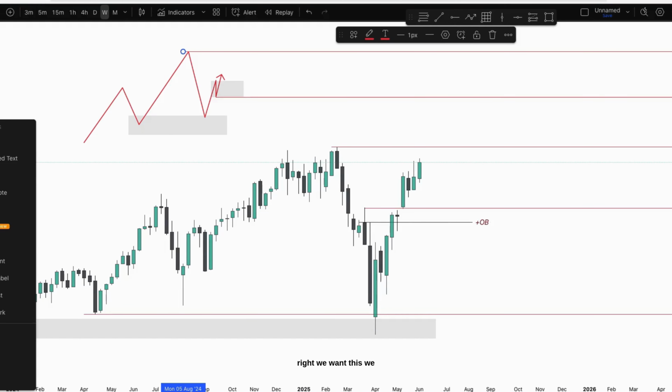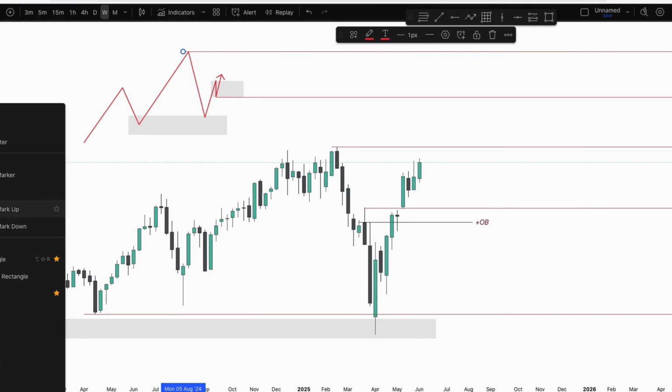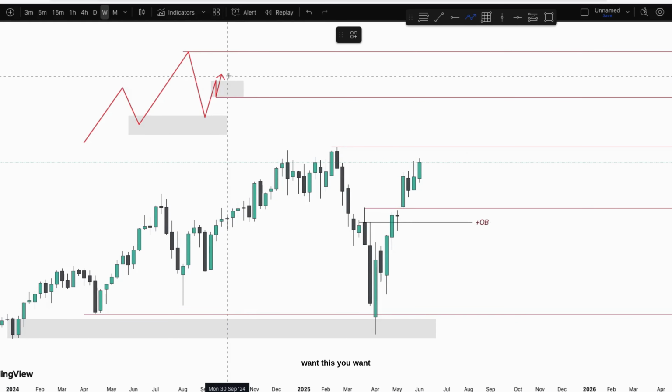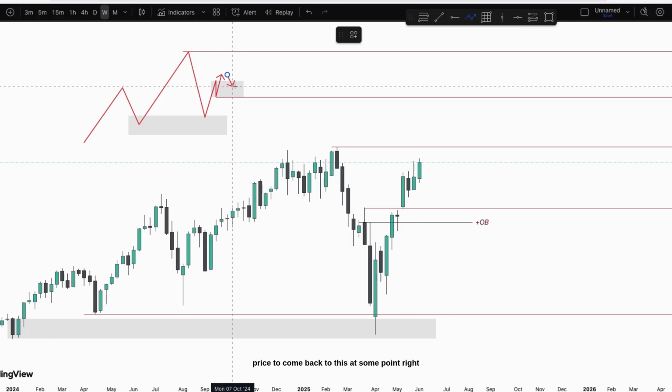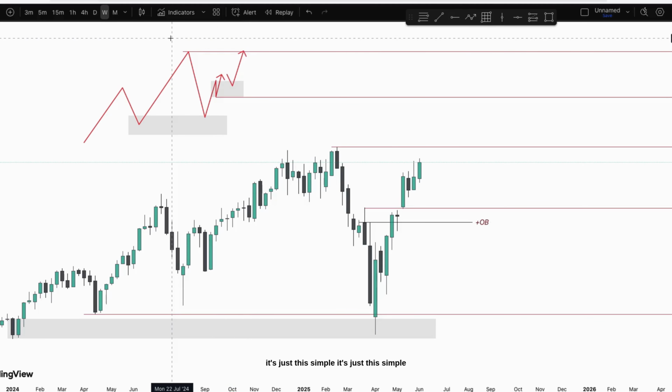All right, we want this, if we want price to come back to this at some point, right? Then we can look for buys back into this. Guys, it's just this simple. If you can keep it as simple as this.